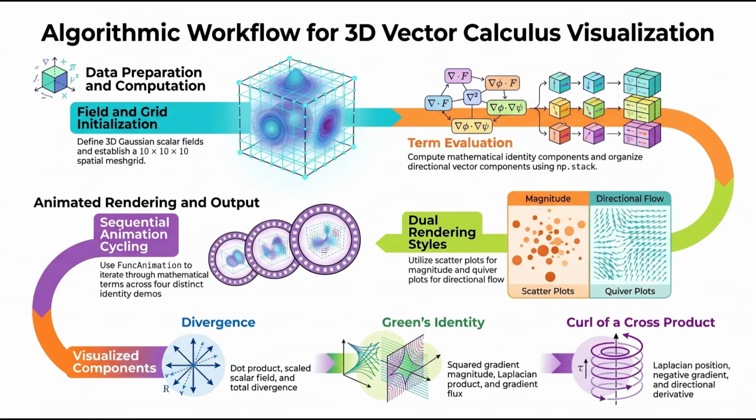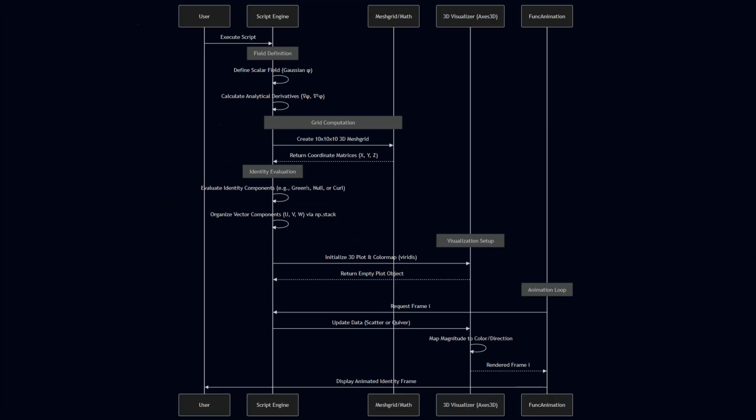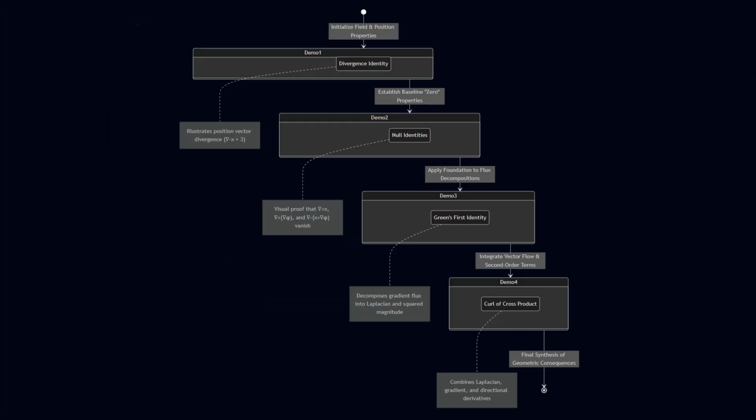The final synthesis. The final stage integrates all previous lessons: expansion, null properties, and flux decomposition. It introduces the concept of directional changes along the position vector, culminating in a visualization of intricate rotations and complex vector flows.